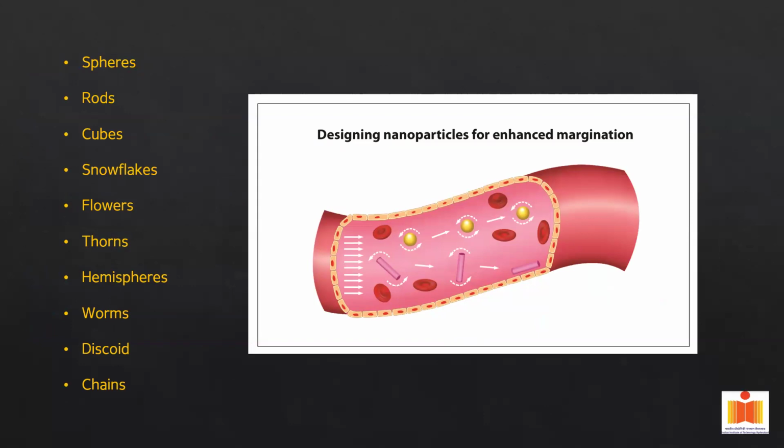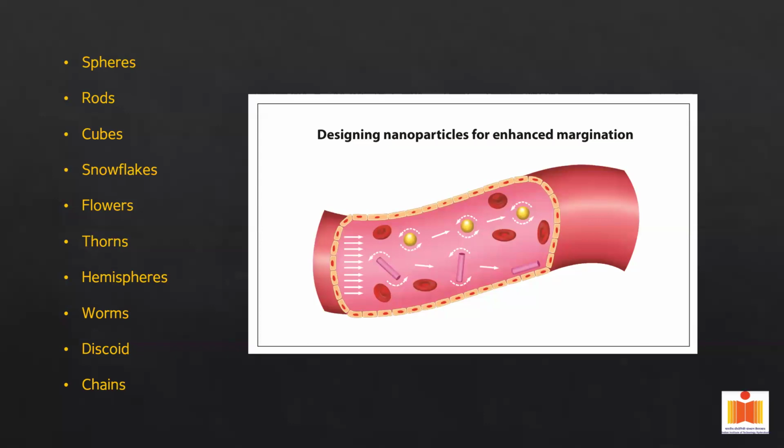Now, already I have shown, if you see this, there are different types, shapes of nanoparticles now. Sphere, rod, cube, snowflake, flower, thorns, hemisphere. So there are so many. If you see this, these are rods, these are spheres. So why are they important?